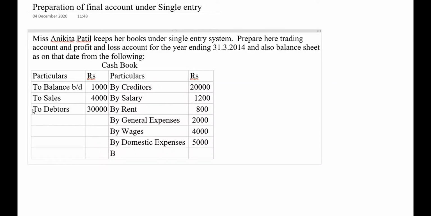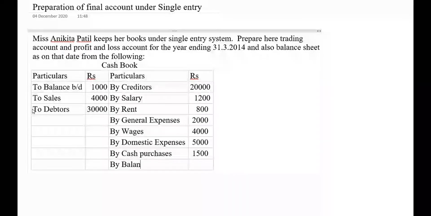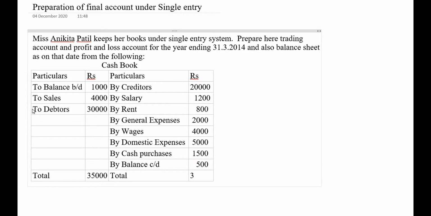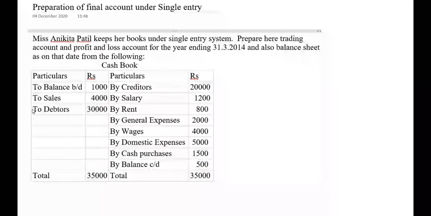Then by cash purchases 1,500. Then by balance carried down 500. So the total of this is 35,000.